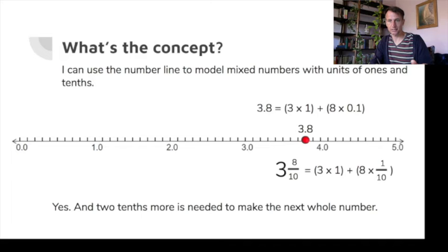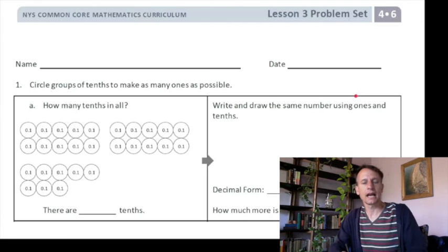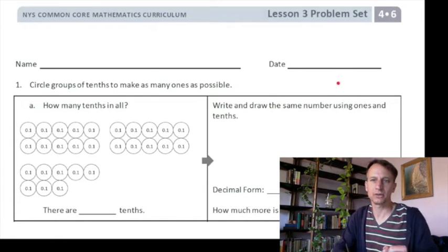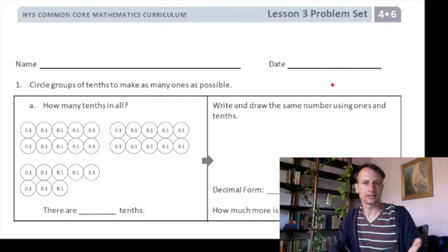Well, you can actually hop along your number line here. 1 2/10 more to get to the 4. Beautiful. You got it. And then you are looking at your problem set. You see you're doing the same thing here, writing it as ones and tenths.